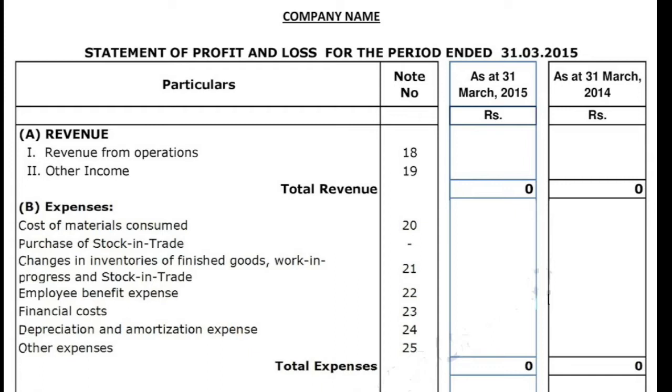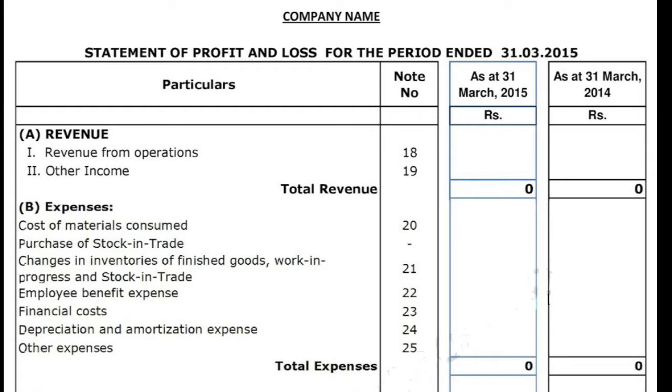First, the A part will be revenue. Revenue means sale of the company. Second, in the A part there will be two sub parts. First will be revenue from operation, that is sale from its main business. Then the second part will be other income.